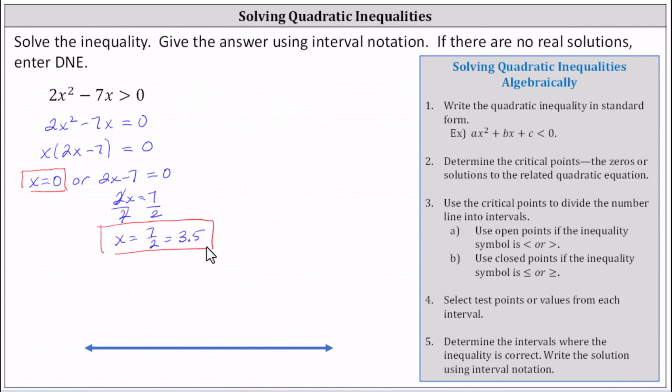Step 3, we use the critical points to divide the number line into intervals. We plot either open points or closed points based upon the inequality. If we have less than or greater than, we use open points. If we have less than or equal to or greater than or equal to, we have closed points. In our case, the inequality symbol is greater than. We plot 0 and 7 halves as open points.